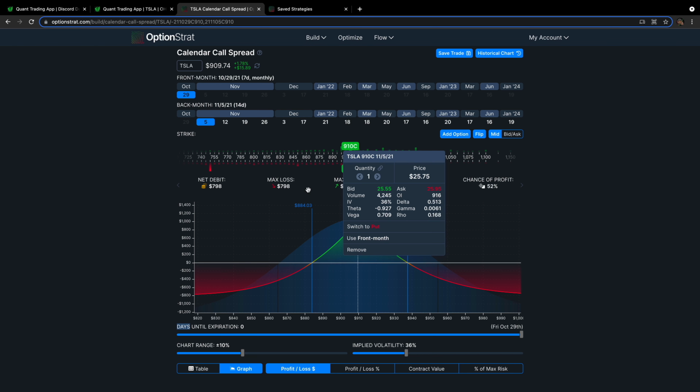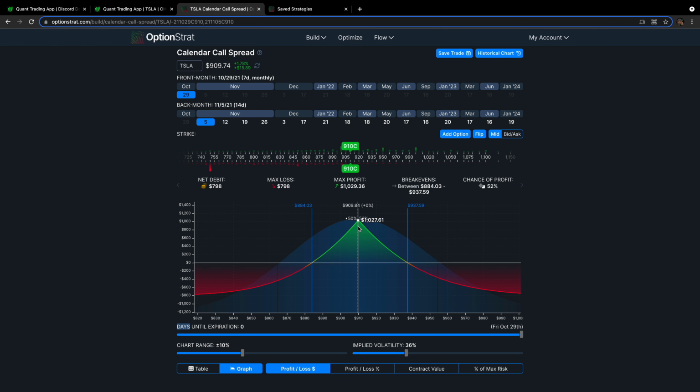And if Tesla was to close right at this strike price next week, this is how much you'd be up, a little over $1,000. So you'd be up more than 100%. If Tesla was to close even around above 900 and below 920 next week, you'd still be up about 500%. Now, again, these numbers do fluctuate and change because the implied volatility changes. The VIX moves around, and that will affect calendars.